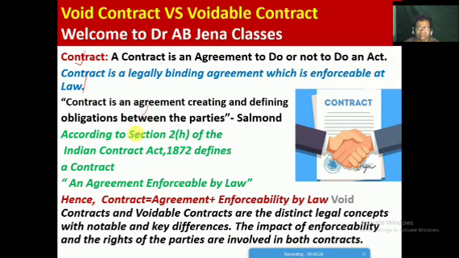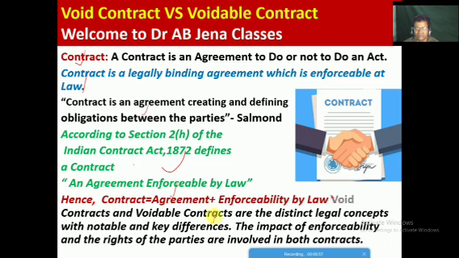According to Section 2(h) of the Indian Contract Act 1872, a contract is an agreement enforceable by law. So the contract, in a mathematical equation, friends, is the agreement plus enforceability by law. Here, void contracts and voidable contracts are distinct legal concepts with notable and key differences.